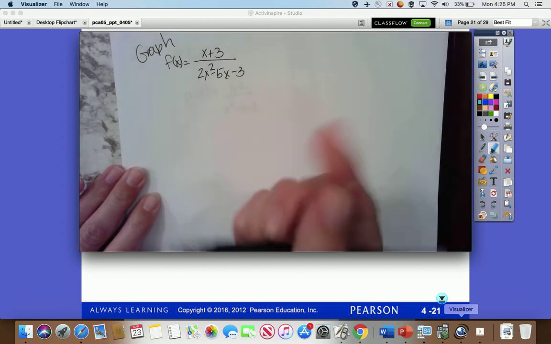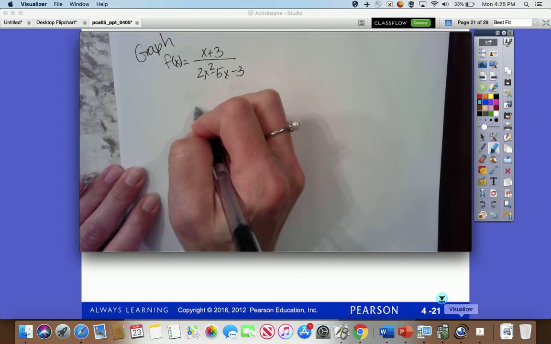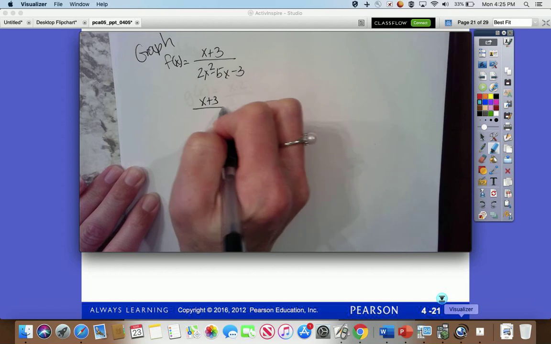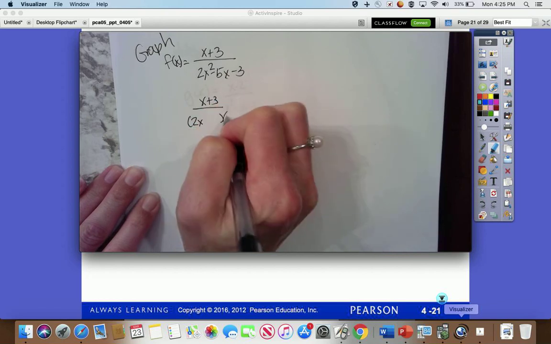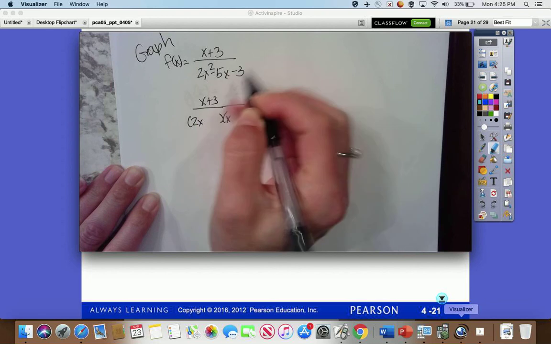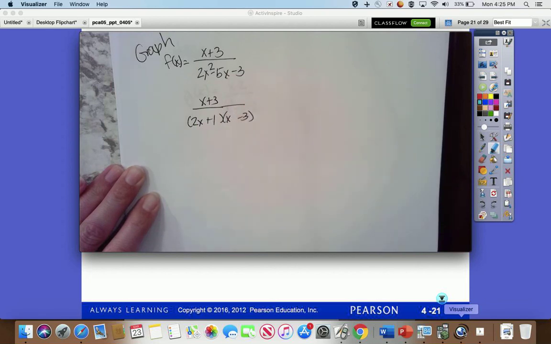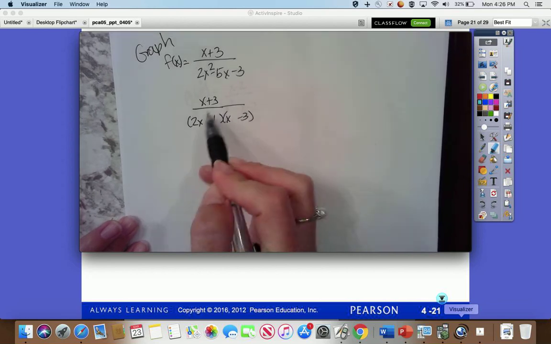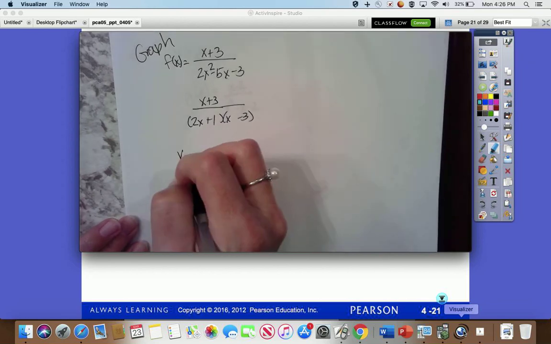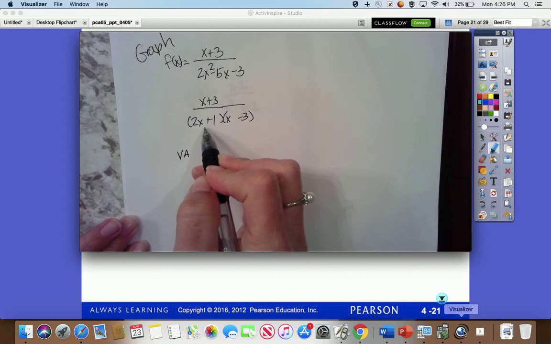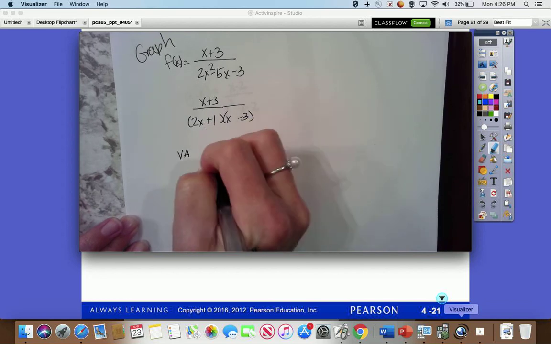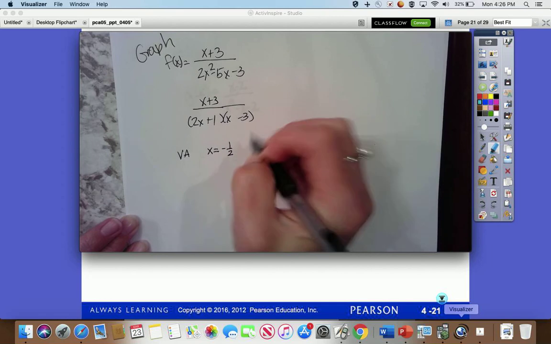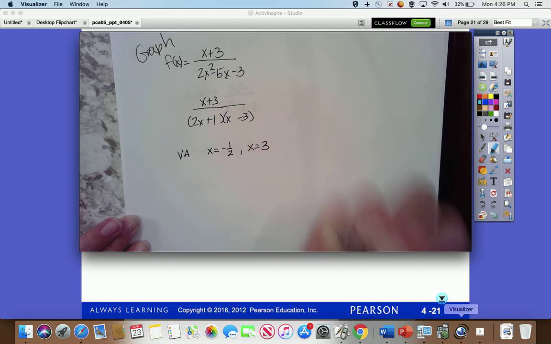I am going to first have to factor this denominator. So when I factor this denominator, let's see, that'll be a negative 3 and a plus 1. You could tic-tac-toe or slip and slide and divide or whatever it is you do, grouping, AC method, to get that factored. Nothing cancels out in the numerator and denominator. None of them are the same. So I find my vertical asymptotes, the values of x that make this 0. So that'd be negative 1/2 and positive 3.